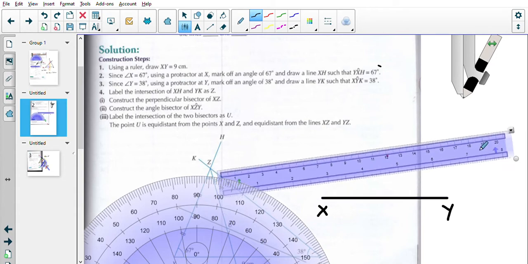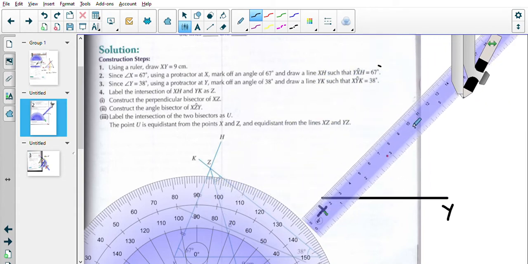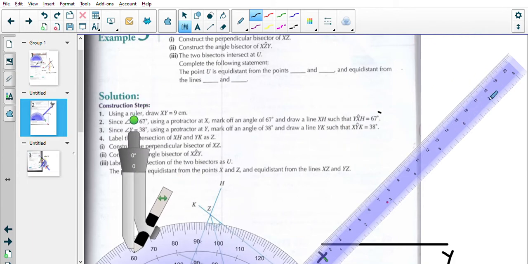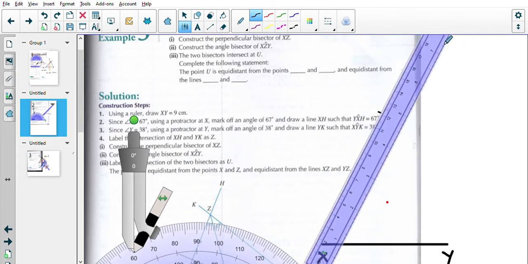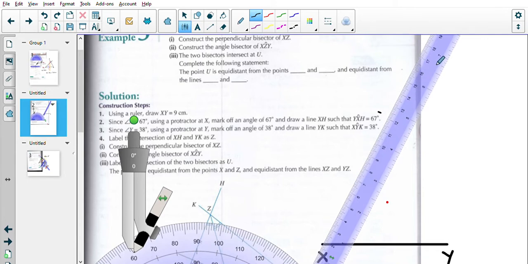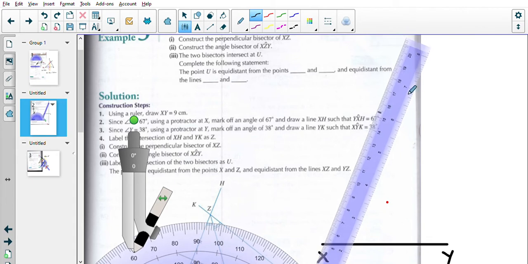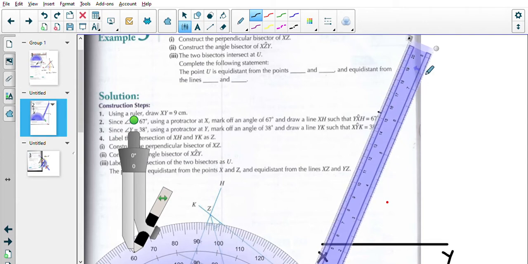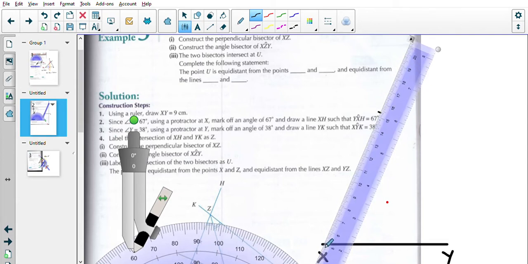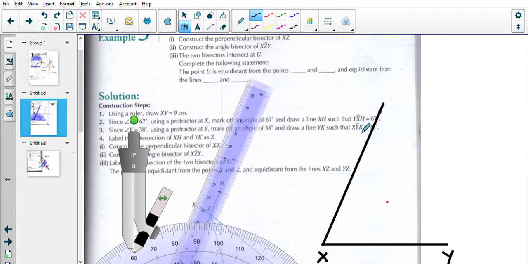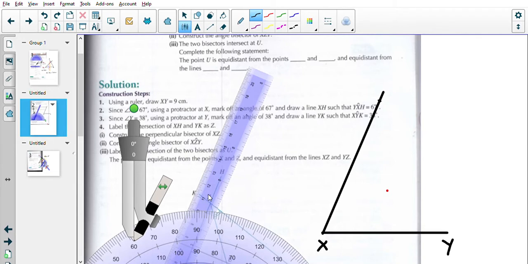So I have to lengthen it. Alright, now I have to adjust this line, move this one, and make sure that it's already done. Okay, give me a few minutes to adjust this. Okay, now it's okay. Now I can draw the line XA such that the angle YXA is 67 degrees.